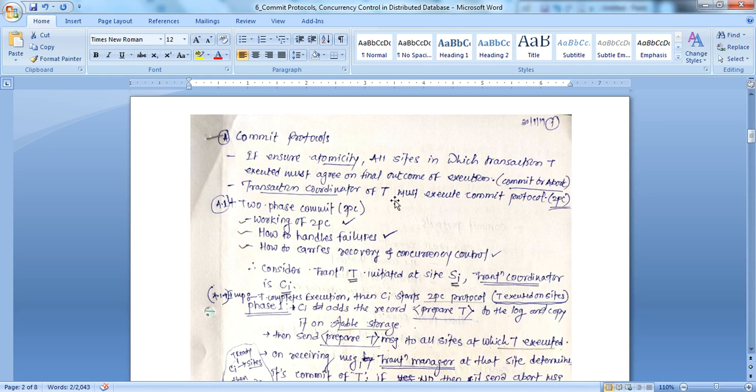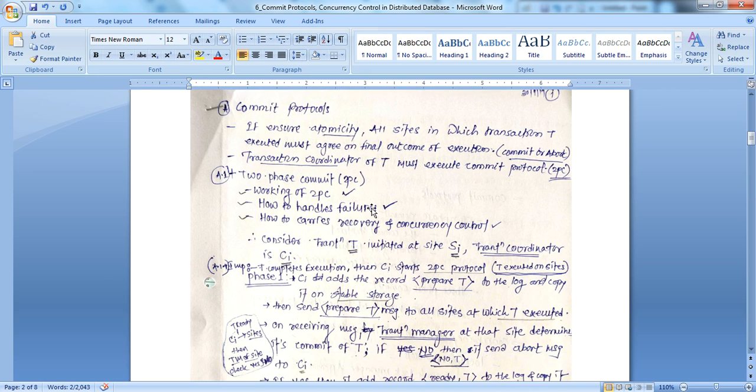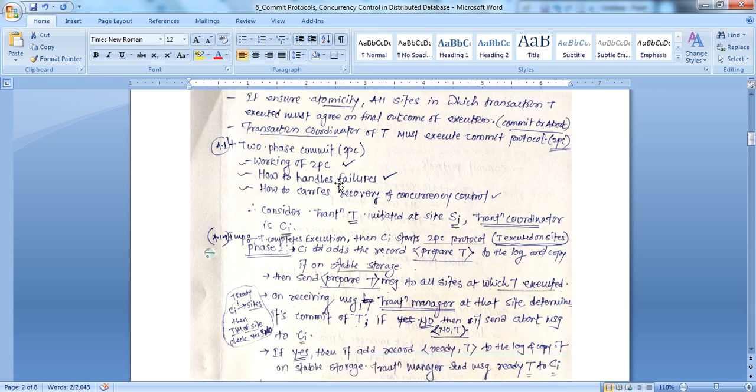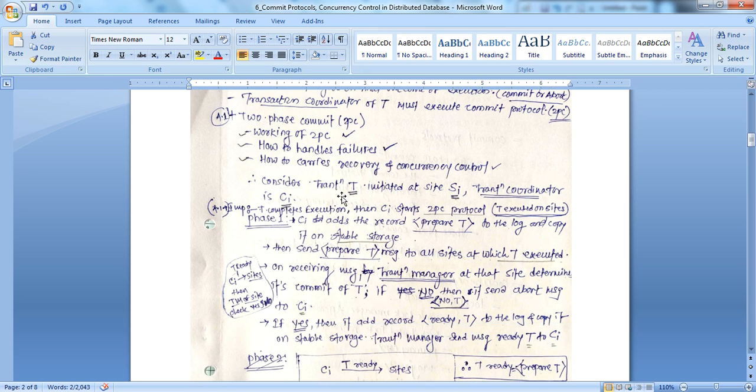The transaction coordinator of T must execute the commit protocol. Then what is used for the commit protocol? The two-phase commit protocol is used. In this lecture we will learn about the working of the two-phase commit protocol, how to handle failures, how to carry out recovery and concurrency control with the help of the two-phase commit protocol.